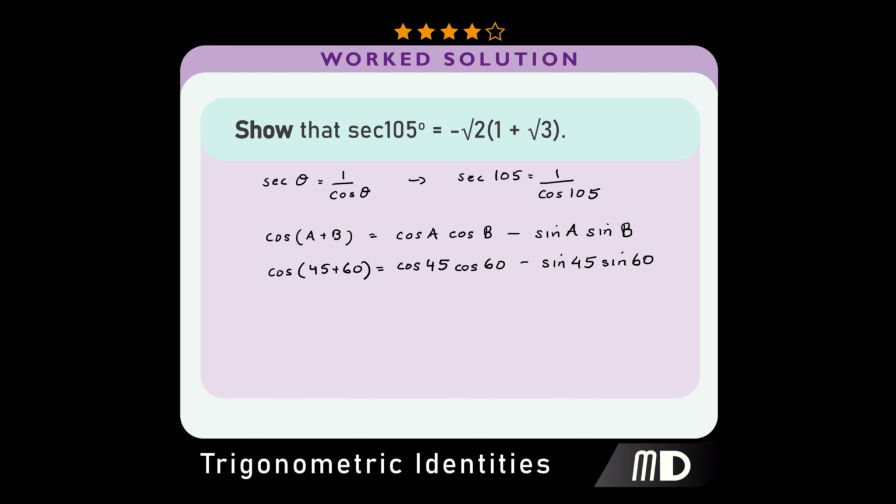Evaluating this gives us 1 divided by the square root of 2 multiplied by a half, minus 1 divided by the square root of 2 multiplied by the square root of 3 divided by 2.